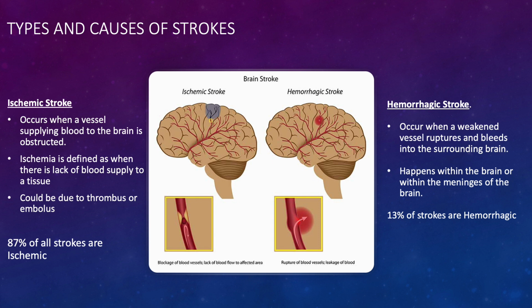And on the other hand, we have hemorrhagic strokes. This type occurs when a weakened blood vessel ruptures and bleeds into the surrounding brain tissue. It can happen either within the brain itself or within the meninges. Hemorrhagic strokes account for 13% of all strokes and are often way more severe.